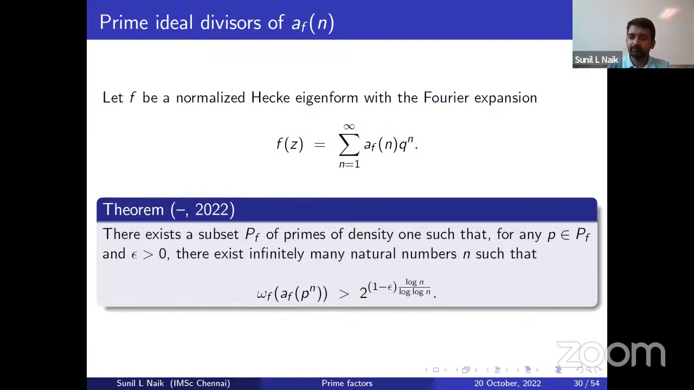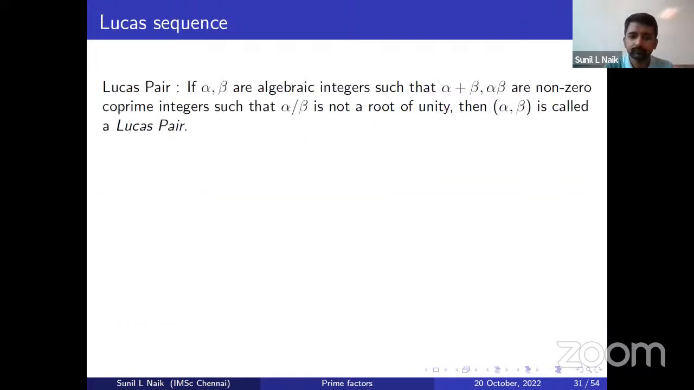There exists a subset P_f of primes of density 1 such that for any prime in P_f and any epsilon positive, there exist infinitely many natural numbers n such that omega_f of f(n) is at least 2^((1 - epsilon) log n / log log n).